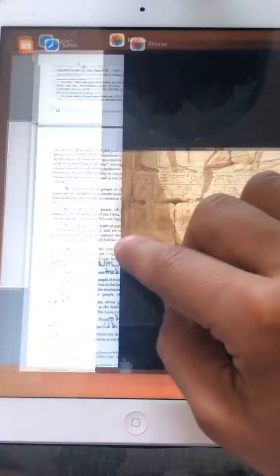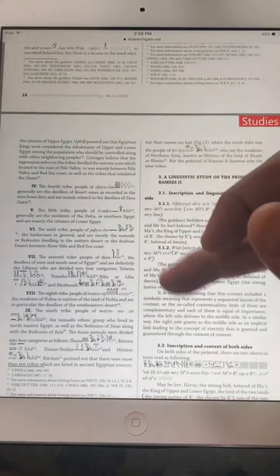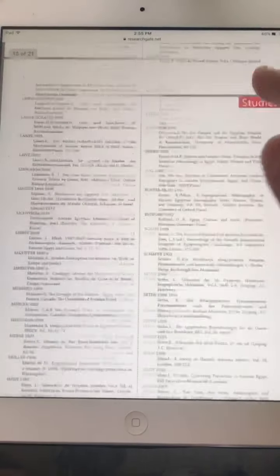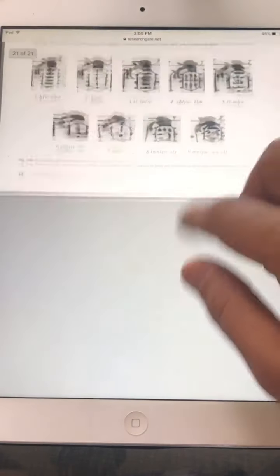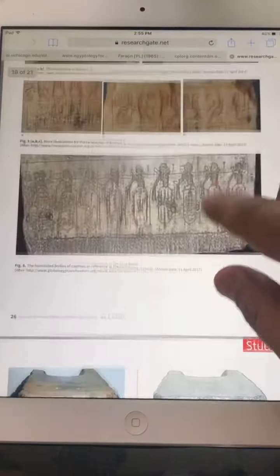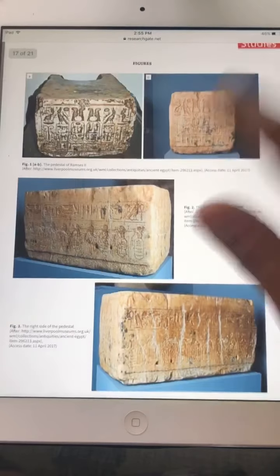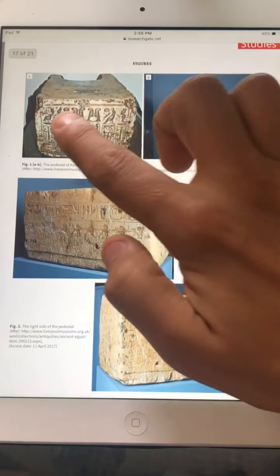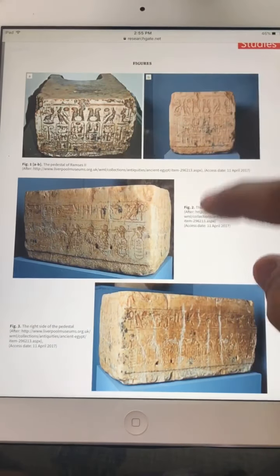But the reference of the enemies we use is actually in this article, and it's located here at the bottom. It's from the pedestal of Ramses II. And I'll show you a few pictures here so you could see. This is the pedestal. You could see the 9 enemies. These are the titles of Ramses. You can see his names and titles.